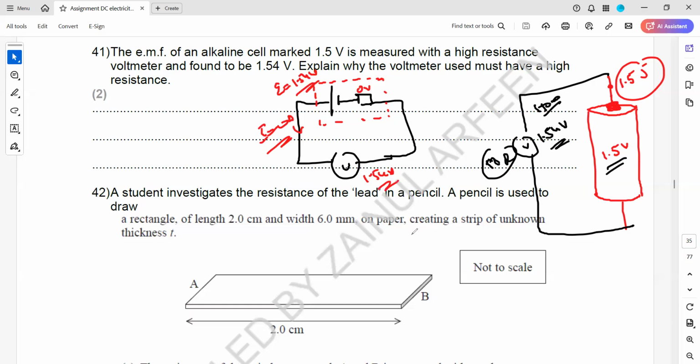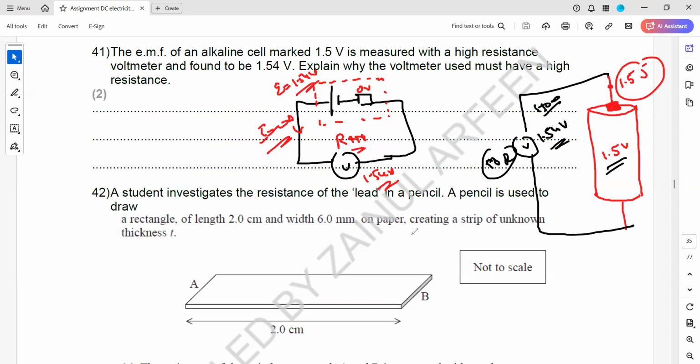So why should the voltmeter resistance be very high? How is the current zero? Because the resistance of this voltmeter is very high. For example, if you're holding a cell in your hand, your body resistance is very high compared to the conduction of the flow of charges. So we can say the current is zero. You don't feel an electric shock when you're holding a cell in your hand.